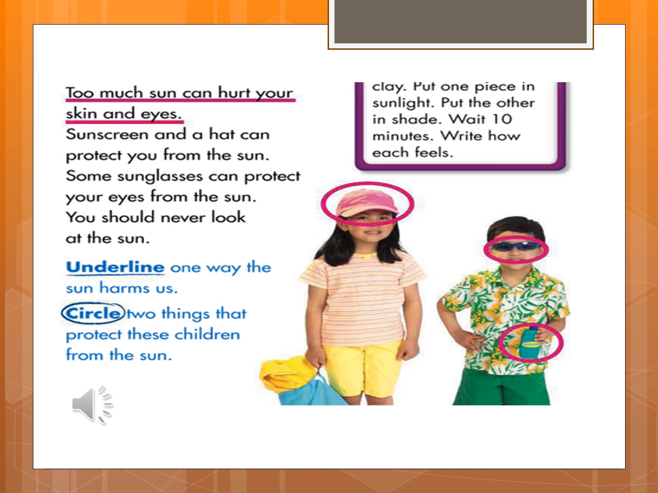Okay, then the other one: circle two things that protect these children from the sun. What can we do to protect ourselves from the sun? I can use what? I can use sunscreen to protect my skin. Circle sunscreen. I can wear a hat to protect my head. Circle hat. What about my eyes? How will I protect them from the sun? I will use sunglasses to protect my eyes from the sun.